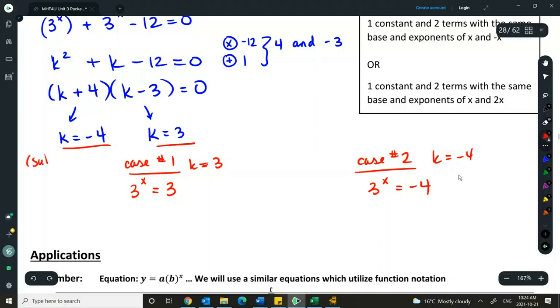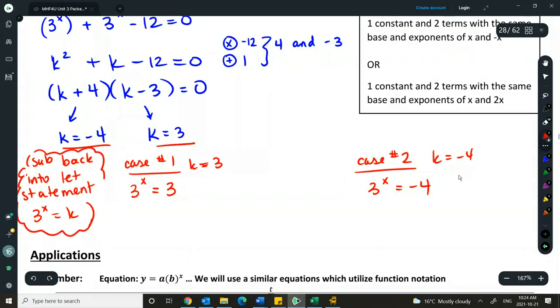Okay, and maybe you can write yourself a note. Sub back in to let statement. And that was 3 to the x equals k. Okay, so this one's pretty easy to solve, right? 3 to what exponent equals 3? 1. So x must be 1 in this one.